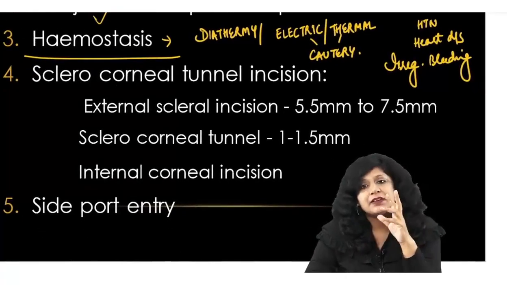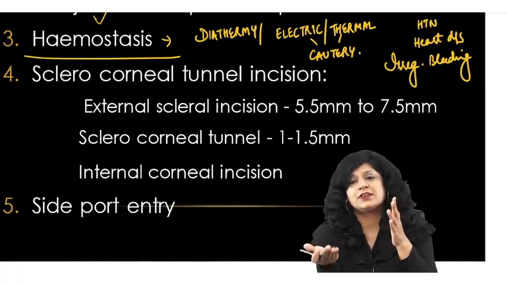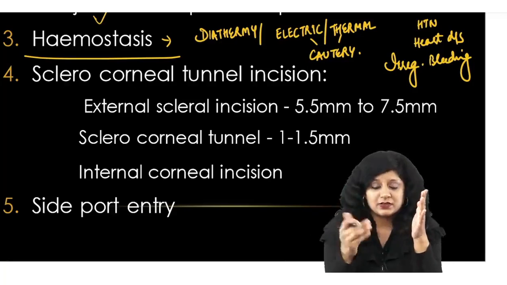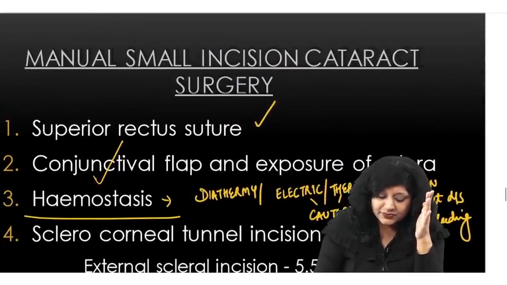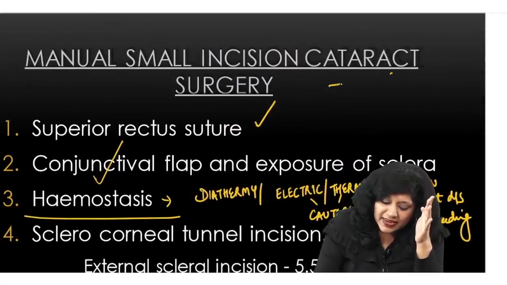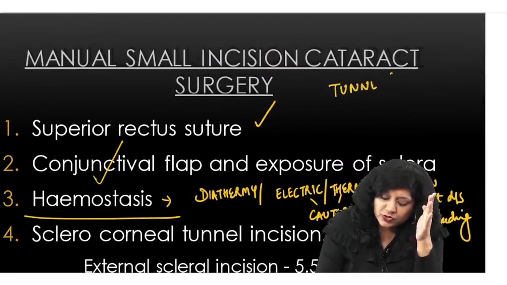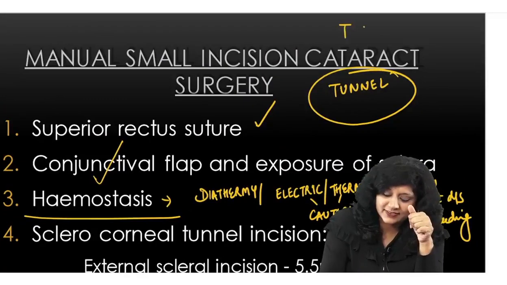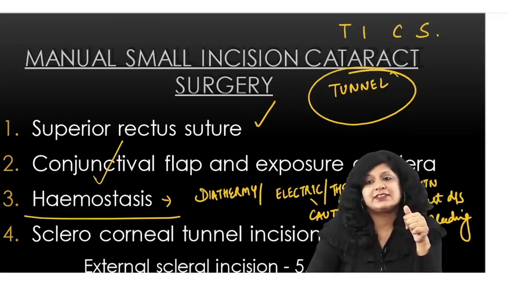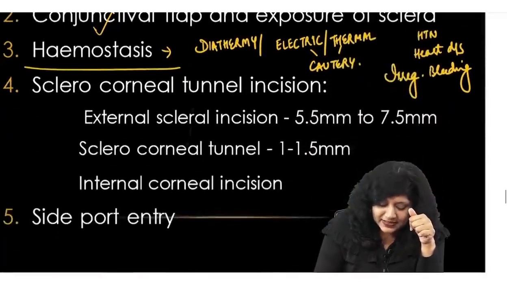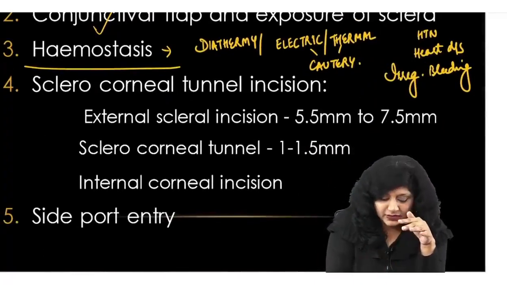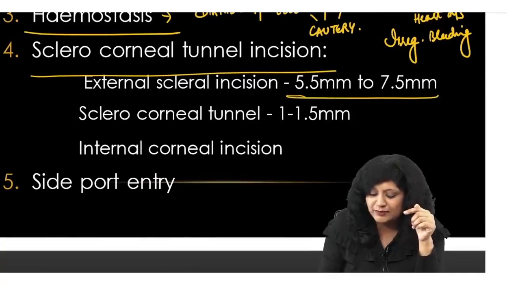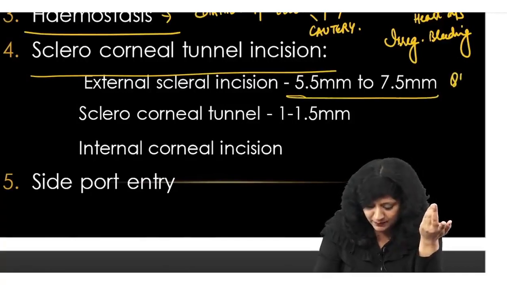Now there is something different in this SICS with respect to ECC. This is your small incision cataract surgery, where you make a tunnel actually. So that is why, I even remember today, my consultant used to call it TICS. This is tunnel incision cataract surgery. So basically here we are making a deeper corneoscleral tunnel, and the incision size, as I told you, is 5.5 to 7 or 7.5 mm, okay.